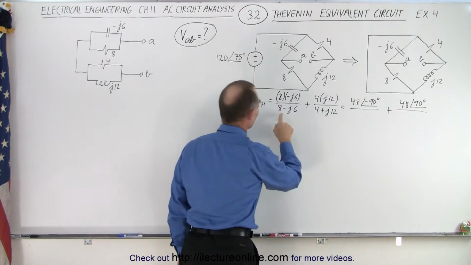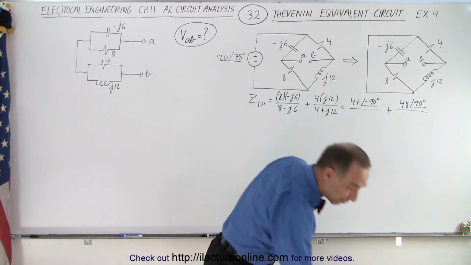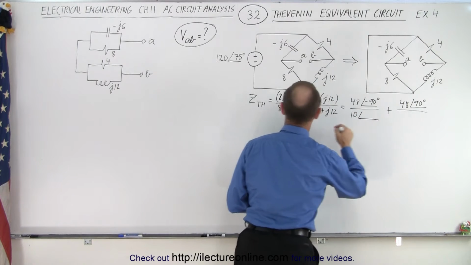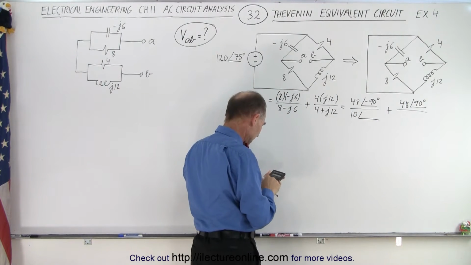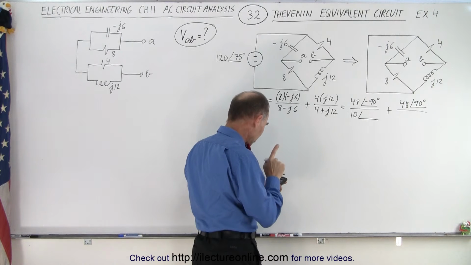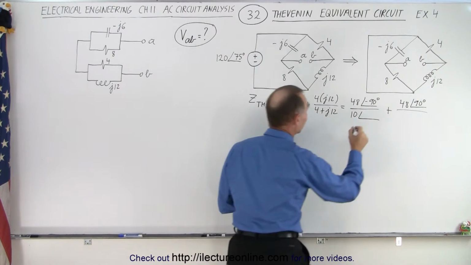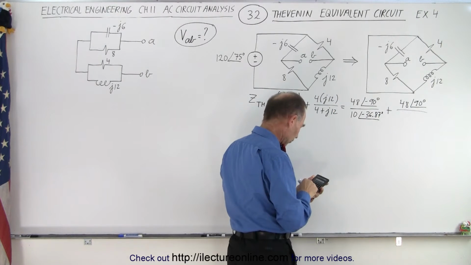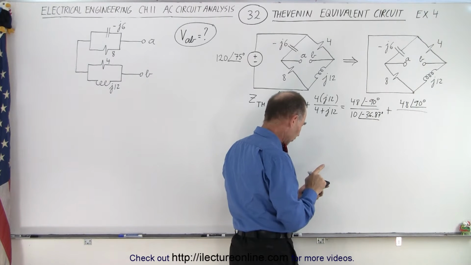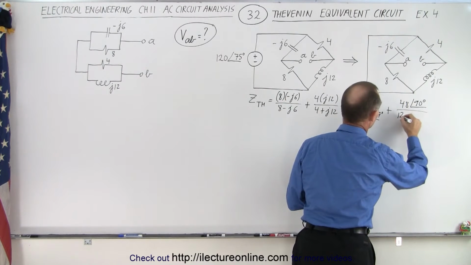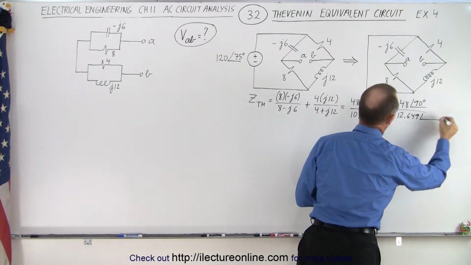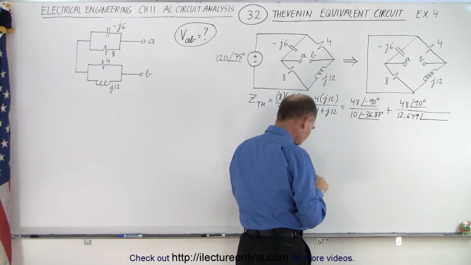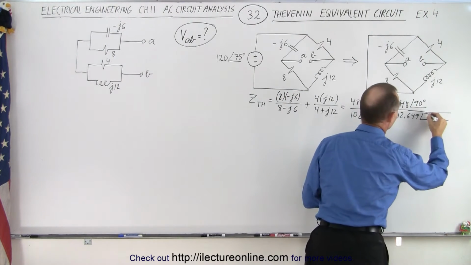Okay, now we divide by this. That's 8, 6, well, that looks like a 3, 4, 5 triangle. So we get 10 with a phase angle of minus, we get 6 divided by 8, take the inverse tangent, that would be minus 36.87 degrees. Over here we get the 144 plus 16, take the square root, 12.649, with a phase angle of, let's see here, that would be 3, take the arctangent, we get 71.565.